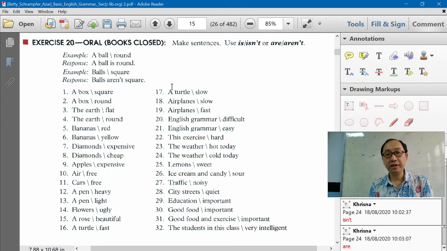And then a pen, heavy? No, a pen is not heavy. Yeah, we hold the pen, so a pen is not supposed to be heavy. So a pen is not heavy. Number 13, a pen is light. And then number 14, flowers ugly? No, flowers aren't ugly. Flowers are beautiful. A rose is beautiful. Number 16, a turtle is not fast. Number 17, a turtle is slow. Number 18, airplanes are not slow. Number 19, airplanes are fast.